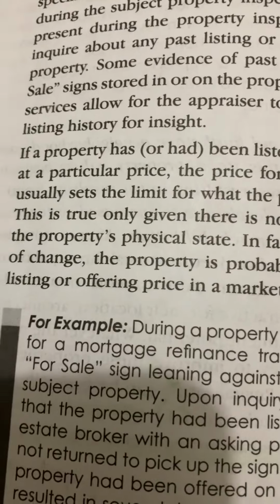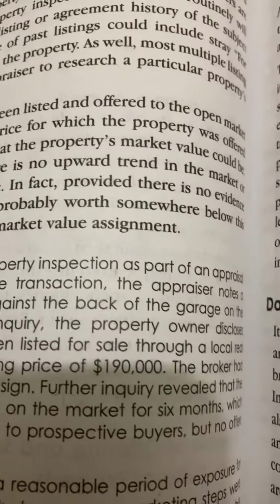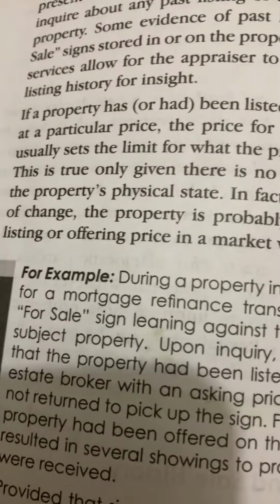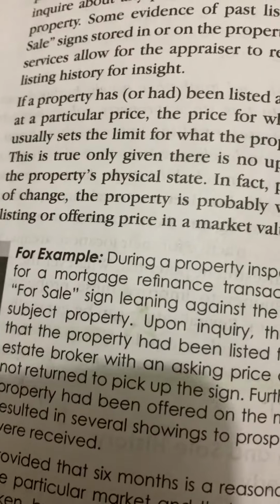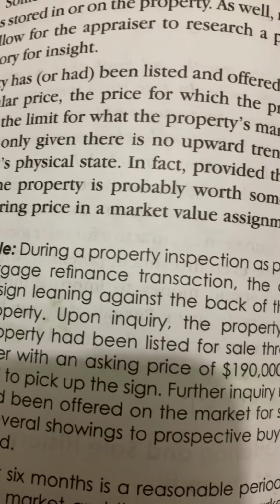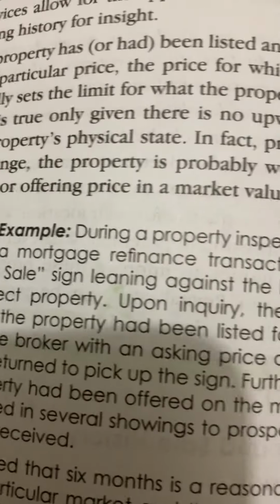If a property has or had been listed and offered to the open market at a particular price, the price for which the property was offered usually sets the limit for what the property's market value could be. This is true only given there is no upward trend in the market or the property's physical state. In fact, provided there is no evidence of change, the property is probably worth somewhere below this listing or offering price in a market value assignment.